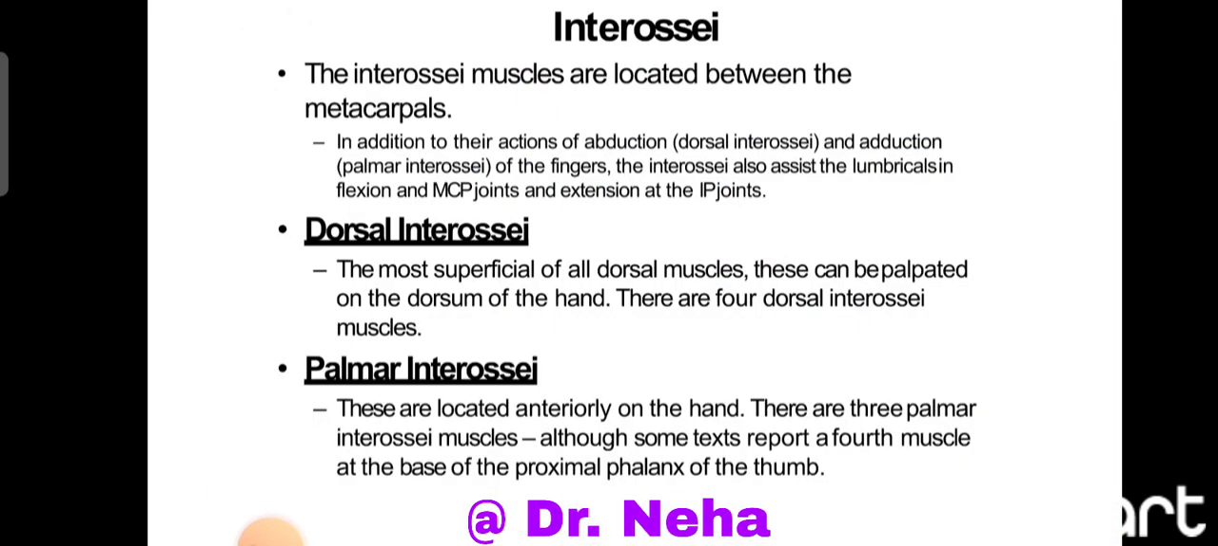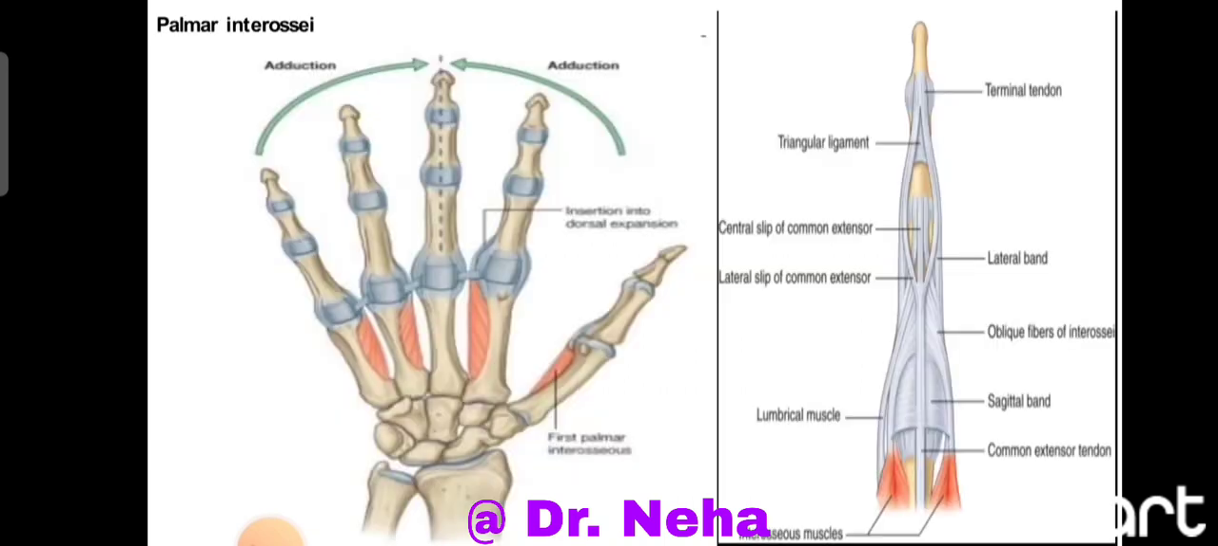Then we have the interossei muscles. These are located between the metacarpal bones, that is why they are named interossei. Inter means between the bones. So we have two types of interossei. One is dorsal interossei, which are the most superficial of all the dorsal muscles and can be palpated on the dorsum of the hand. These are 4 in number. Palmar interossei are located on the anterior aspect of the hand and these are also 4 in number.